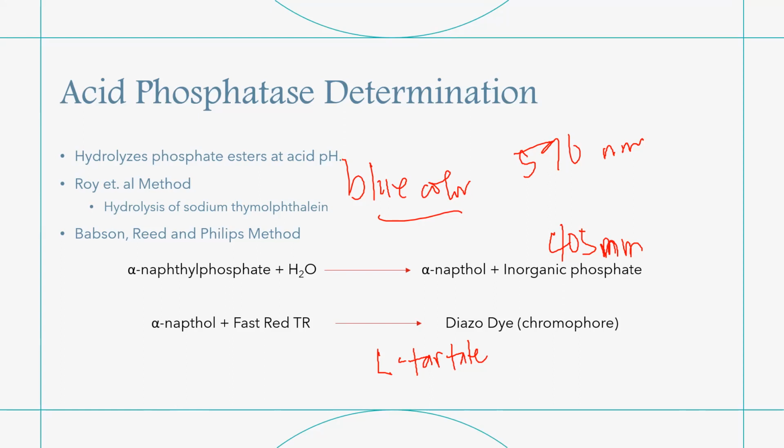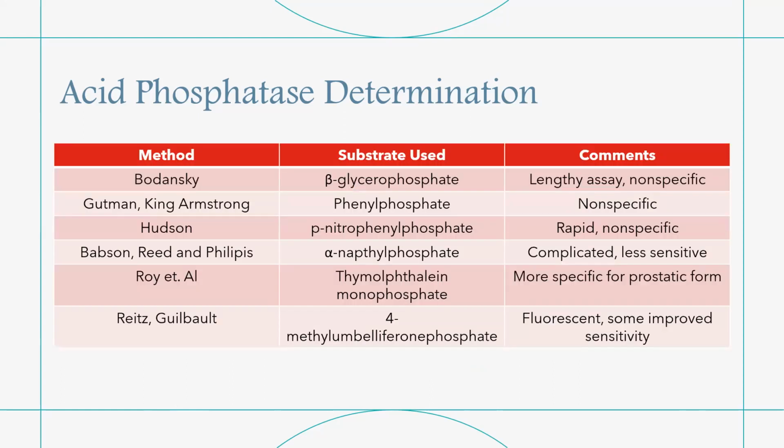Okay, this indicates the activity of our acid phosphatase. So what are the different methods for acid phosphatase determination? We have the Bodansky, the Gutman, King, Armstrong, the Hudson, the Babson, Reed, and Phillips, Roy et al., and we also have the Rates and Gubalt. These are the substrates used by our activity, and the comments.